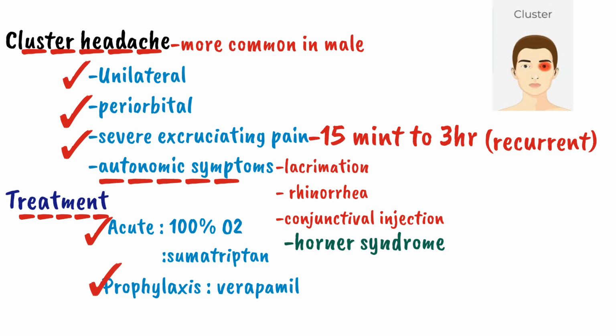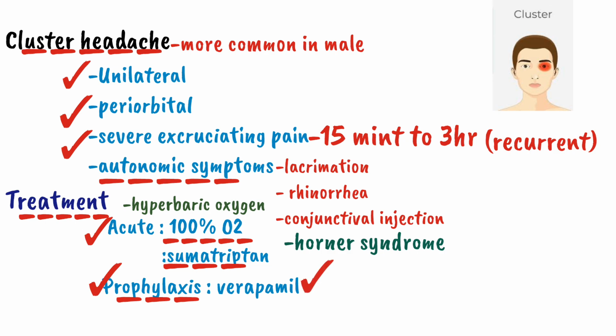For acute treatment, the first line management is 100% oxygen, hyperbaric oxygen, and the second option is sumatriptan. And prophylactically, meaning to prevent the next episode of a cluster headache, we can use verapamil, which is a calcium channel blocker. So it was all about the primary headache.